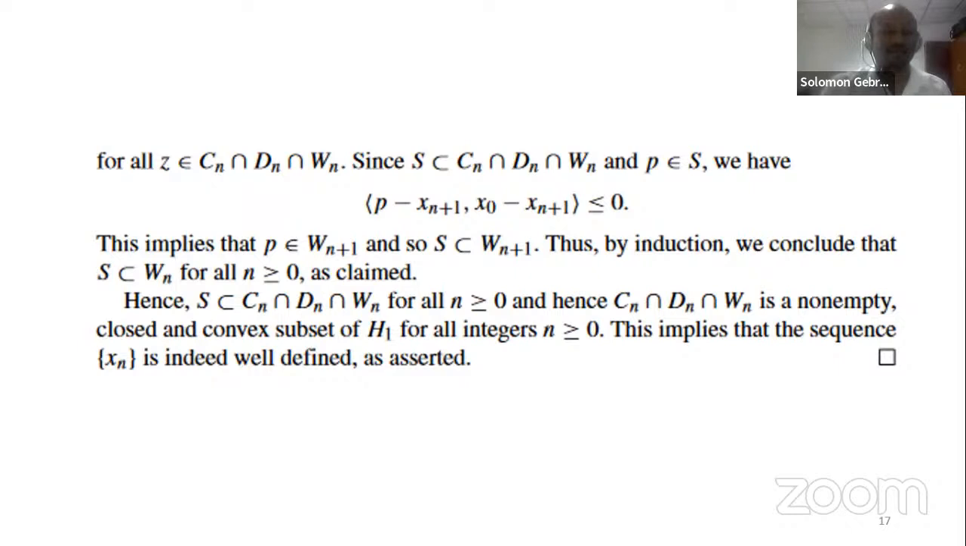So by induction, we can see that S is a subset of Wn for all n greater than or equal to zero. We have shown that the set Cn ∩ Dn ∩ Wn is a non-empty, closed and convex subset of H1. Therefore, the given algorithm is well defined.